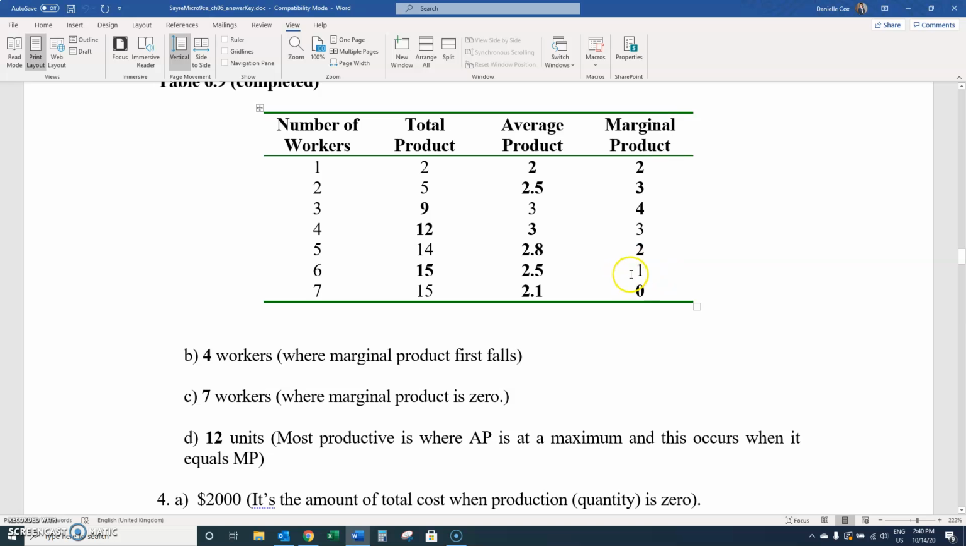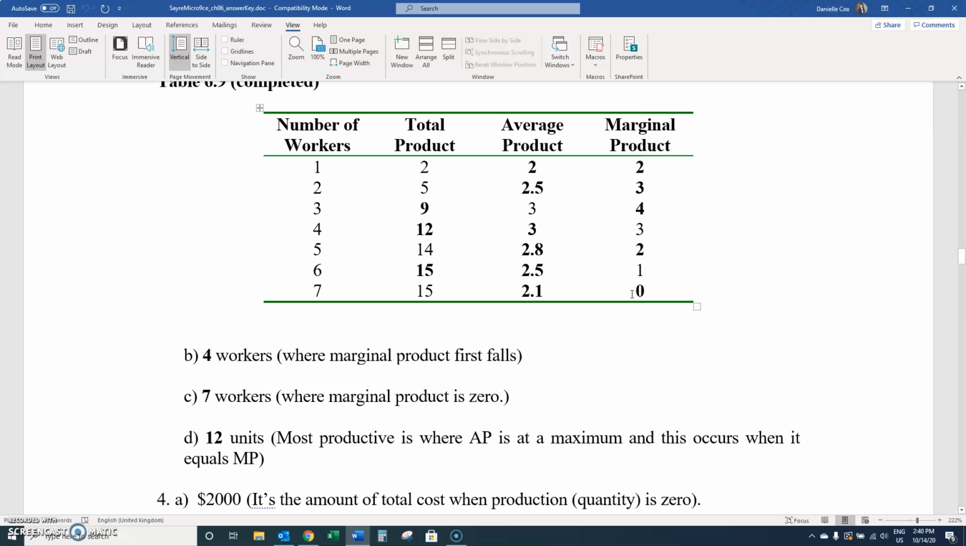Here we're given the 1, so we know it increases by 1, it goes to 15, and 15 divided by 6 is 2.5 for the average. And in the last line, we're given the 15, so 15 divided by 7 is 2.1 for your average, and 15 minus 15, which is the change, is 0. So 0 for your marginal.